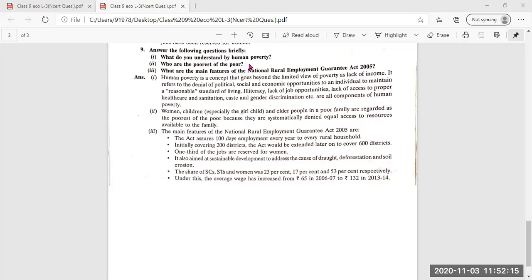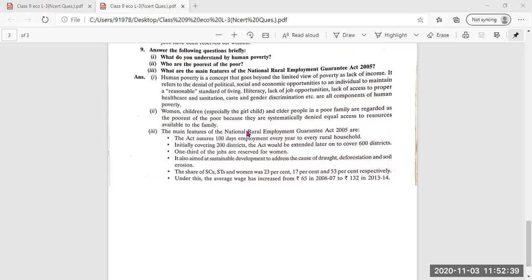Next, who are the poorest of the poor? Women, children, especially the girl child, and the elder people in the poor family are regarded as the poorest of the poor. And why are they regarded as the poorest of the poor? Because they are systematically denied equal access to resources available to the family.